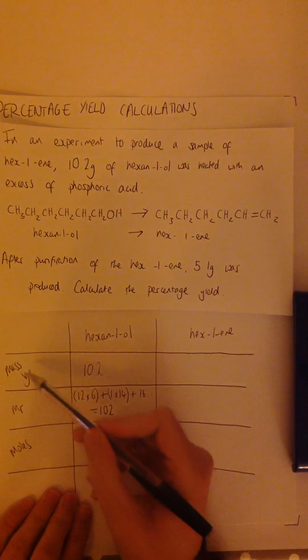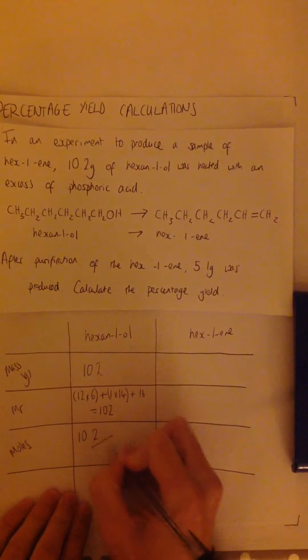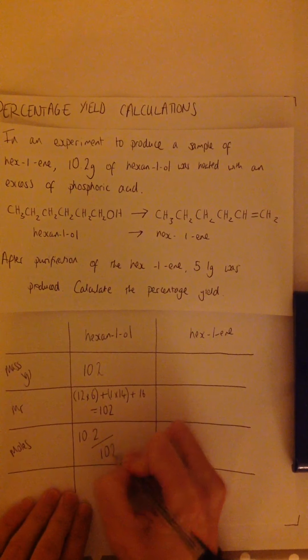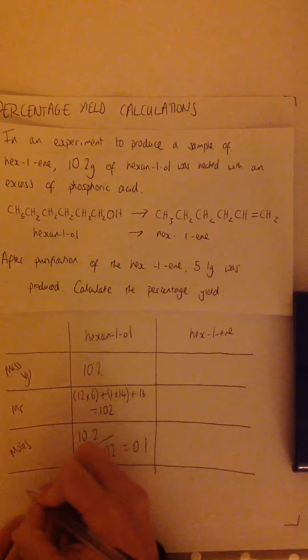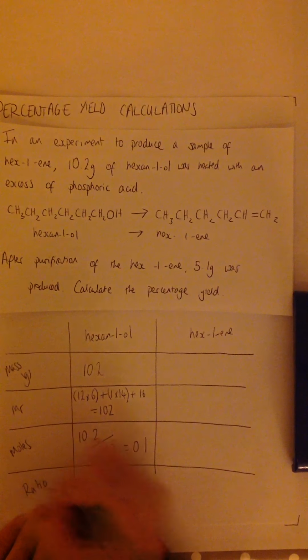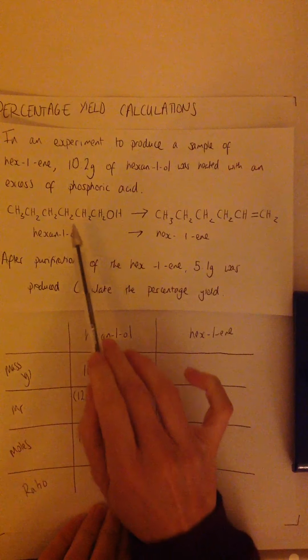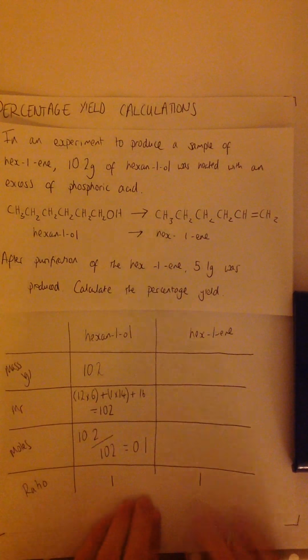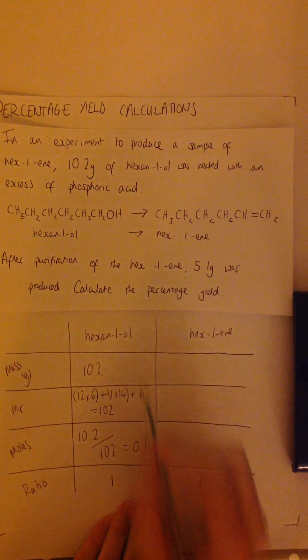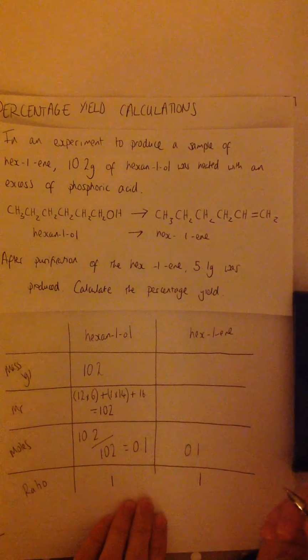We can then calculate the number of moles. Moles is equal to mass in grams divided by the MR. So 10.2 divided by 102 gives me 0.1 moles. Now I need the ratio, and we can see from the equation given that our ratio is going to be 1 to 1. This means that if I had 0.1 moles of hexanol, I will produce 0.1 moles of hexene also.